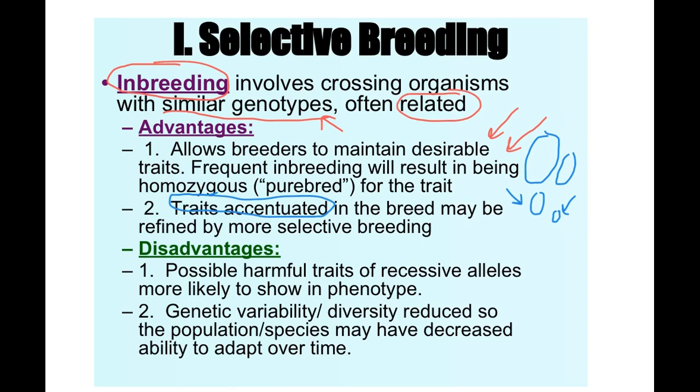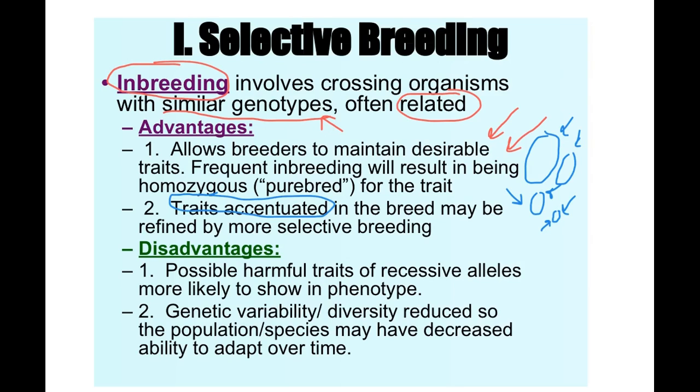So with inbreeding, you can accentuate or enhance the trait you're looking for to get smaller and smaller and smaller, or bigger and bigger and bigger, or faster and faster and faster, whatever you're looking for. If you're looking for one trait, it's easier to enhance that trait.